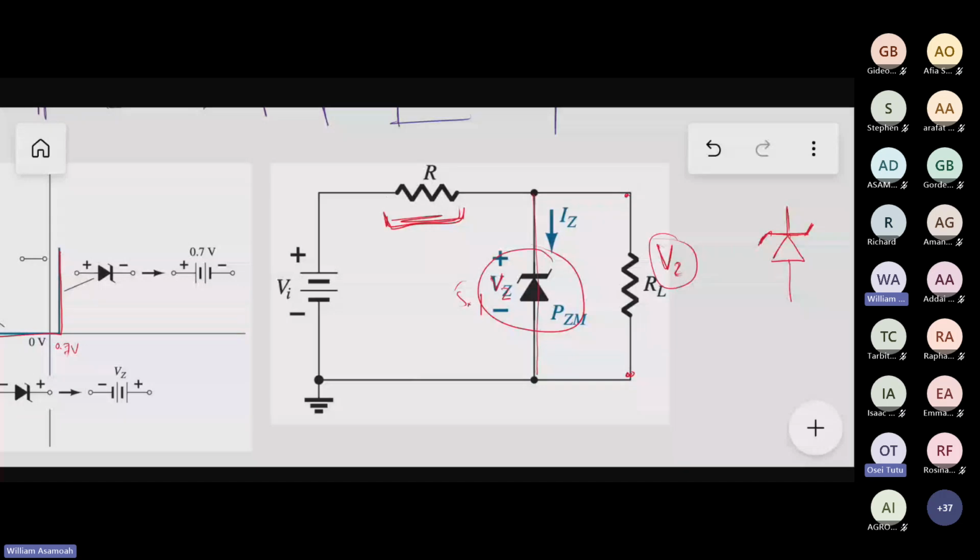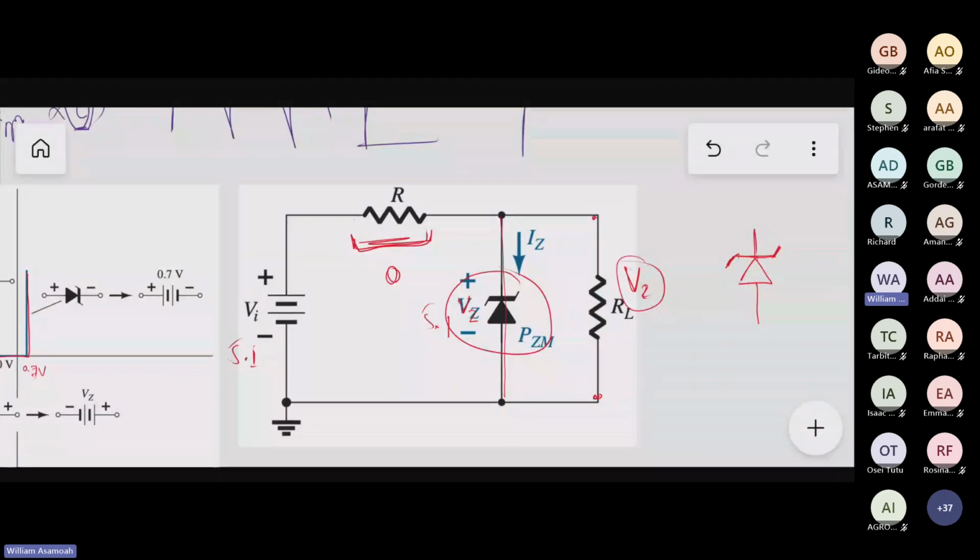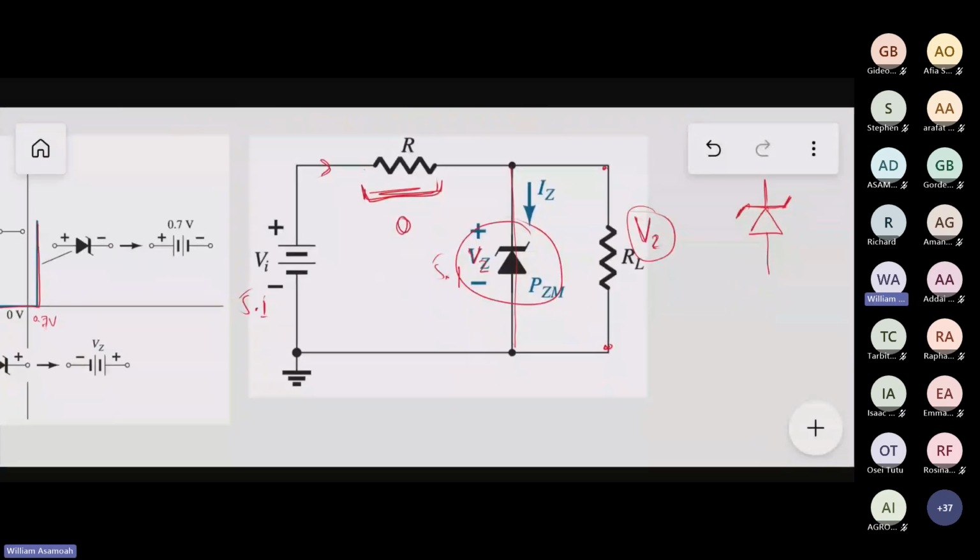Do you understand? If you have 5.1 here, then the excess will come. Because this is 5.1, if this Zener conducts, there will be no voltage across this resistor. That means no current will be flowing, and this diode too will not work. So let me use 6 volts for the analysis.